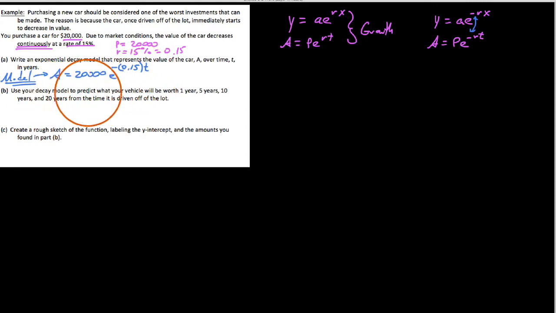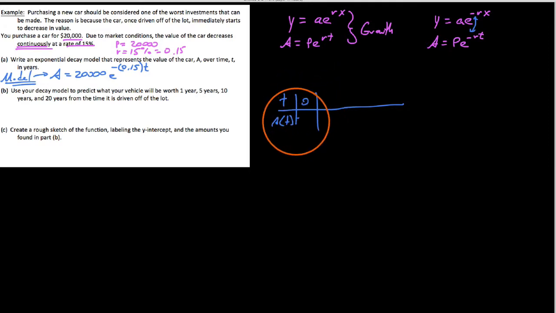So we're going to use this decay model to predict what our vehicle is going to be worth in 1 year, 5 years, 10 years, 20 years from the time it's driven off the lot. And the way we can do that is we can just simply plug in a time and find the amount at that time. So for instance, at 0 years, we would say that this would be $20,000.